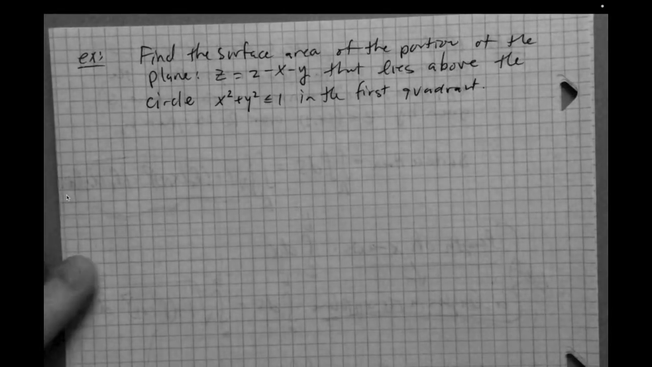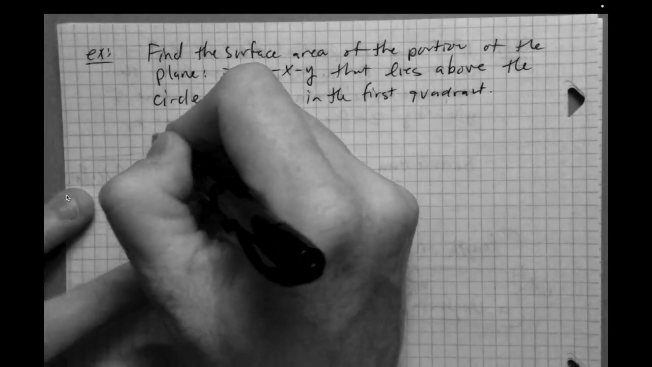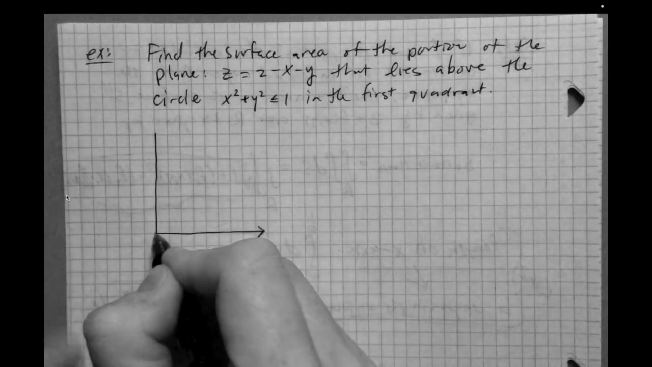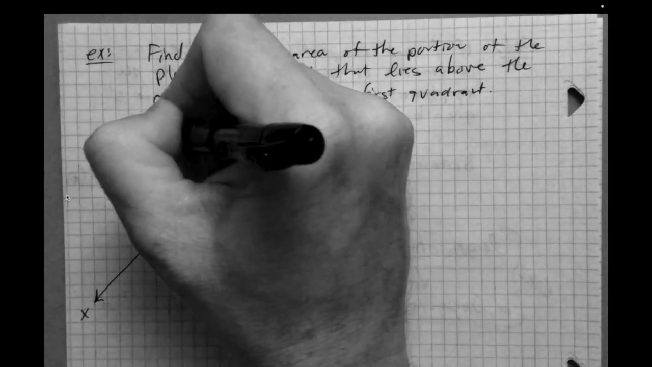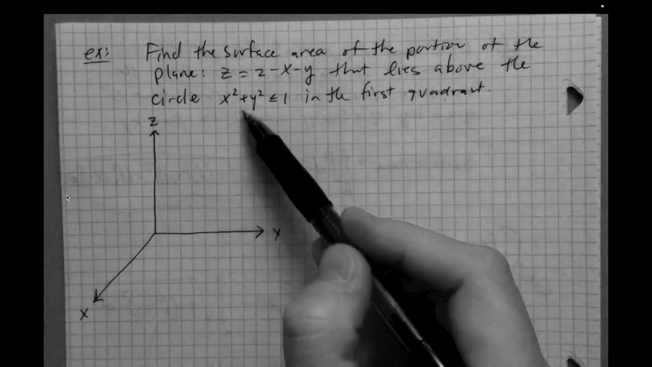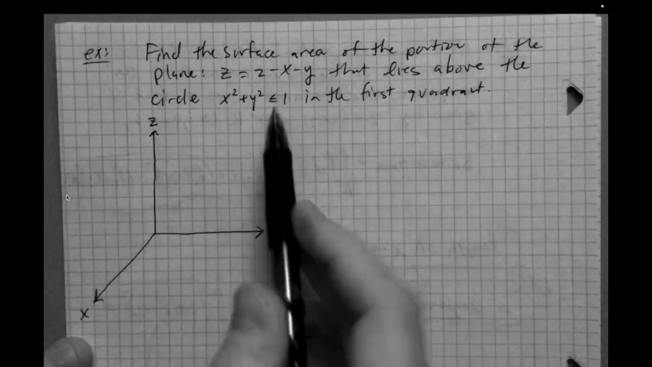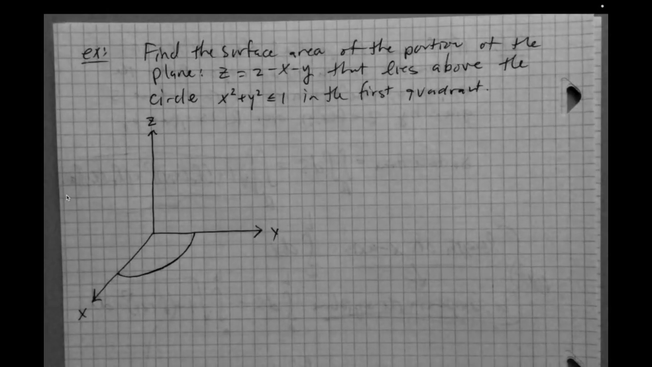Okay, so what does that look like? Let's try to draw it here. So if I've got my z-axis, and I've got my y-axis, and I've got my x-axis. Okay, and you can see the region of interest is x squared plus y squared equals 1, right? That's the circle. And we're just interested in the first quadrant, so that's going to look something like this. It's not a perfect picture, of course, but it looks something like that.